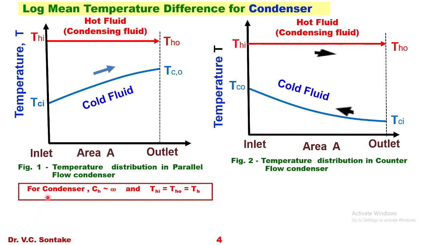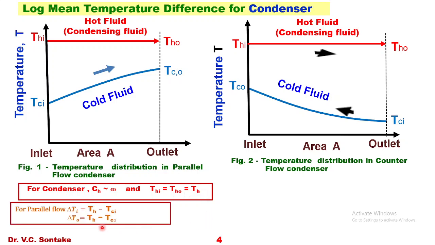So for condenser, heat capacity rate of hot fluid is considered to be infinity, and Thi is equal to Tho is equal to Th. So for parallel flow, temperature difference at the inlet delta Ti will be Thi minus Tci, that will be Th minus Tci, and temperature difference at the outlet of the heat exchanger delta To will be Tho minus Tco, which is equal to Th minus Tco.